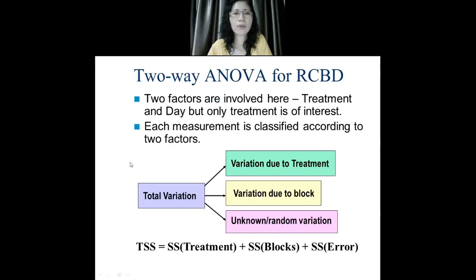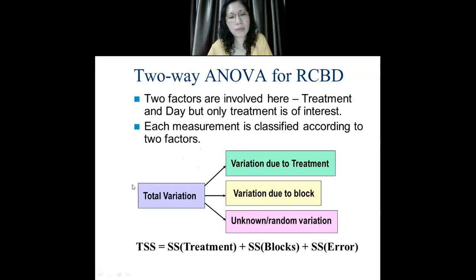Now, for randomized complete block design, RCBD, we use two-way ANOVA to analyze the data. There are 2 factors involved here: treatment and day. But actually, only treatment is of interest to us. Each measurement is classified according to 2 factors.